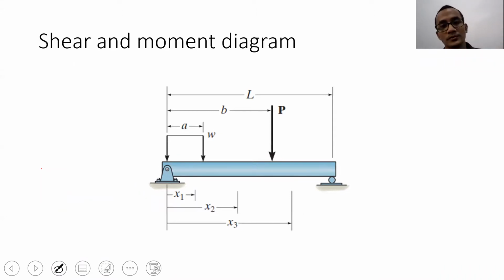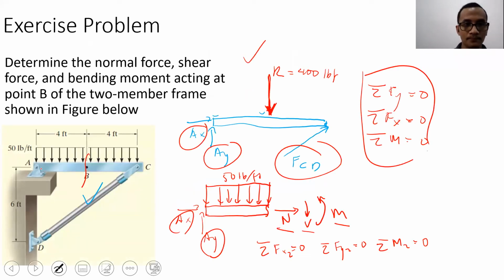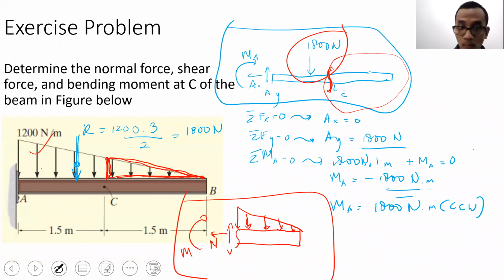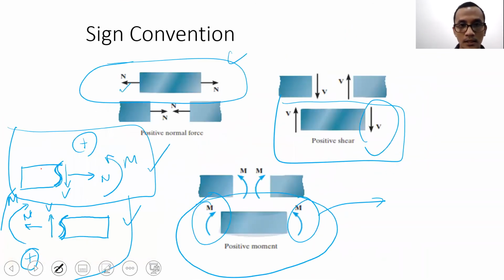For today, we will continue our previous discussion. For today, we will concentrate on how to draw the shear and moment diagram. So previously, last week, I taught you guys how to find the internal force and internal moment at a certain point. Like in this case, at point B, or at point C.